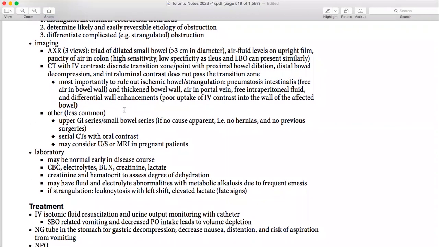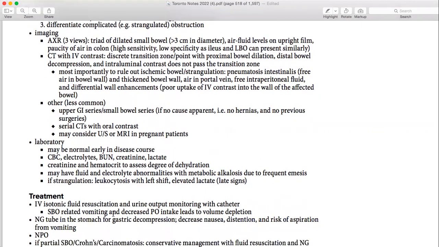Then comes laboratory. Obviously, you need to rule out intestinal ischemia. So you have to do CBC, electrolytes, BUN, creatinine, lactate, and hematocrit to see the dehydration level, fluid and electrolyte abnormalities, and any strangulation, looking for leukocytosis.